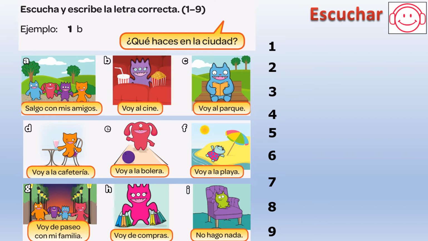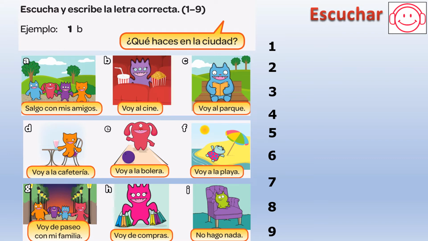1, ¿Qué haces en la ciudad? Voy al cine. 2. ¿Qué haces en la ciudad? Voy de paseo con mi familia. 3. ¿Qué haces en la ciudad? Voy a la playa. 4. ¿Qué haces en la ciudad? Bueno, voy a la cafetería.